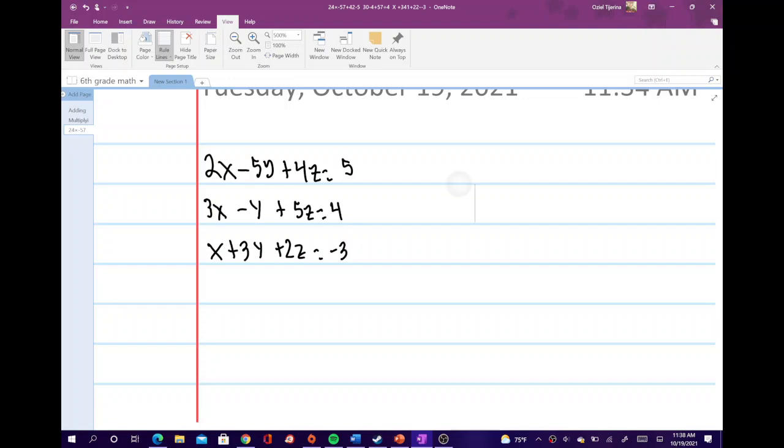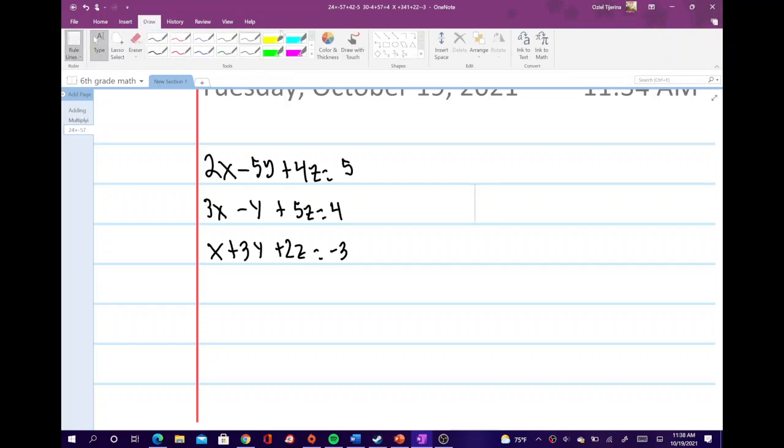So we have this problem here: 2x minus 5y plus 4z equals 5, 3x minus y plus 5z equals 4, and x plus 3y plus 2z equals negative 3. So the idea here is that you have to eliminate a variable, but you have to do it twice, so that you get a system of two equations, and then you just eliminate again to get one of the solutions, right? So I'm going to show you how that process goes.